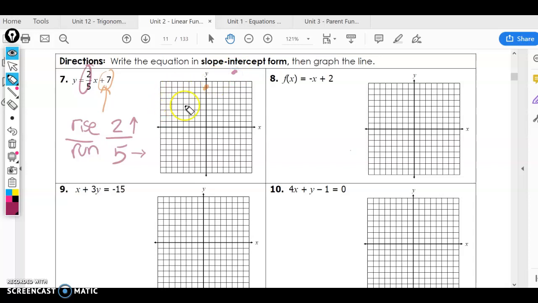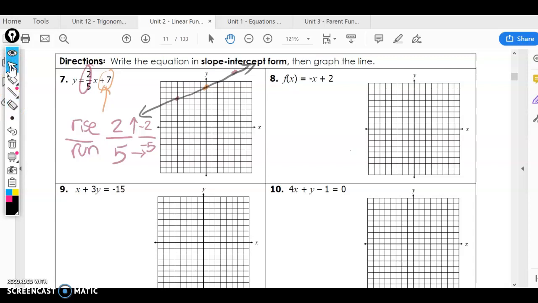We have to get points in this second quadrant. So what we can do is go down 2, that means negative 2, and then over negative 5, which is the same thing on the line. Down 2, 1, 2, 3, 4, 5. And that gives us a nice line. That's graphing in slope-intercept form.